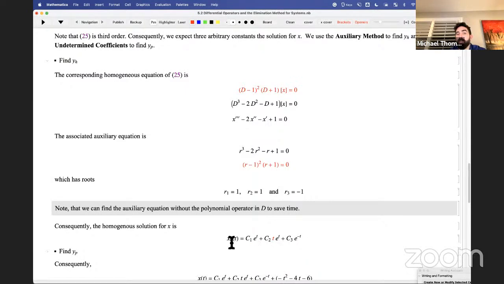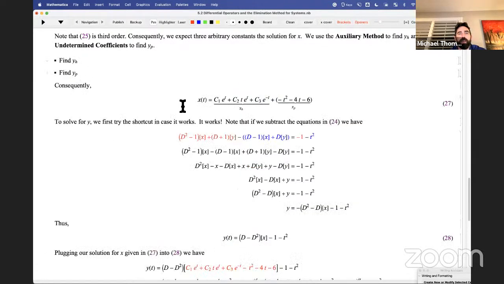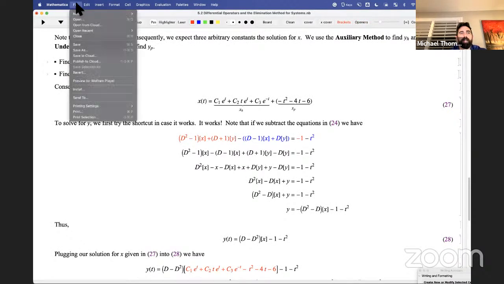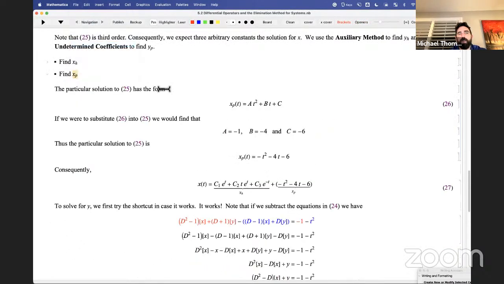So I'm sorry, XH. We still have to find XP. Oh, that's a misprint right there. I should read X. Okay. We still have to find YP.